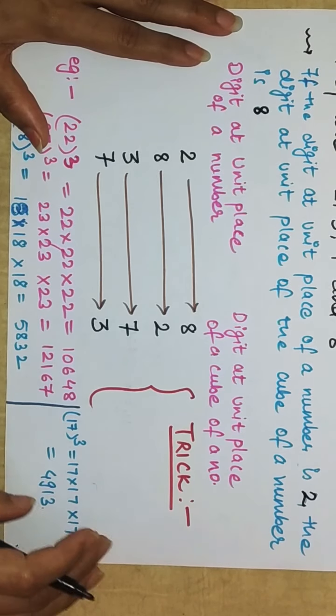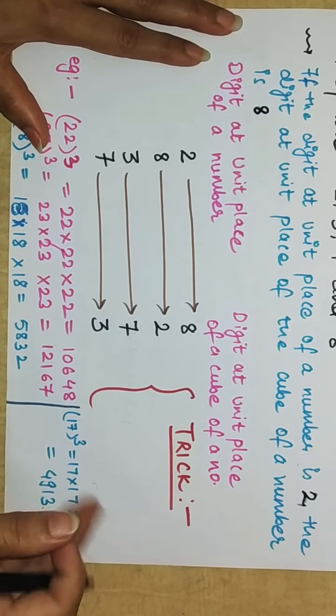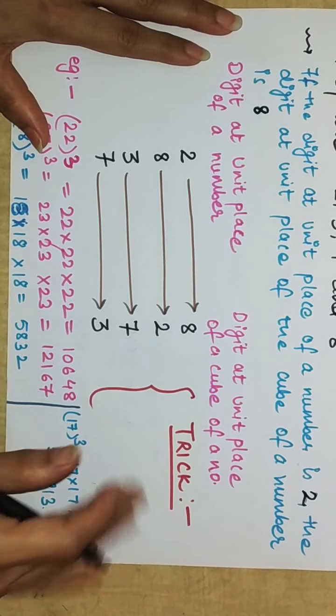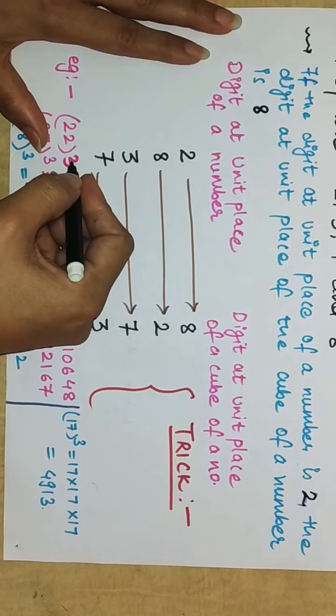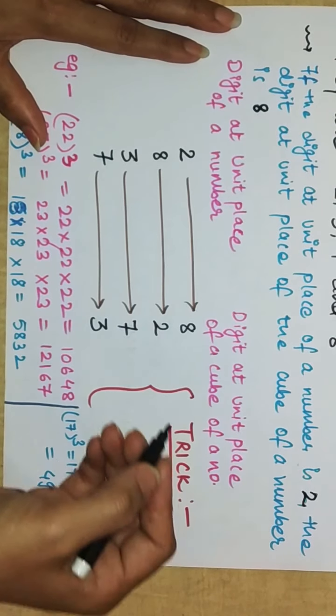See, in the previous numbers, that is 0, 1, 4, 5, 6 and 9, we have seen the digits were the same. But here the digits are changing. So, what is the trick we can see in this kind of questions whenever it comes like this and they will ask you the digit at the unit place of a cube of a number?